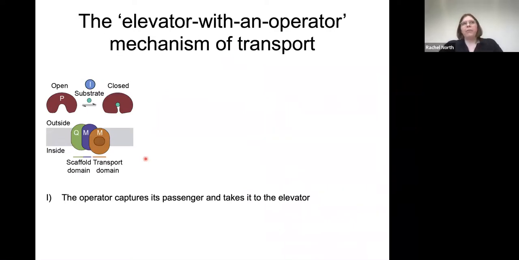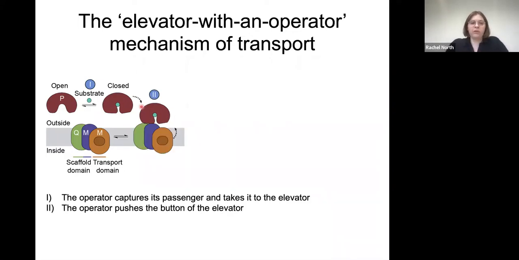So we propose a new mechanism called the elevator with an operator mechanism of transport, and I'm going to take you through this in a little bit of detail. In position 1 here, we see that the operator, which is the SiP, captures its passenger and takes it to the elevator. So this is SiP binding the sialic acid outside of the cell and then heading towards the transporter for import. And in position 2 here, we have the operator pushing the button of the elevator.